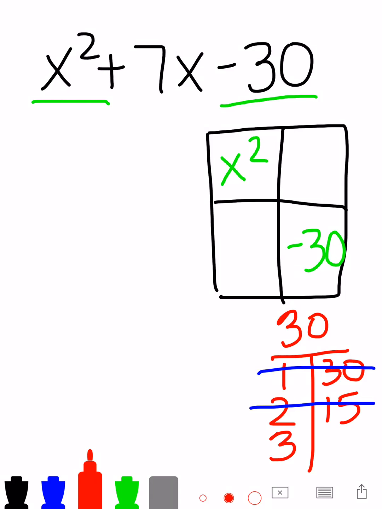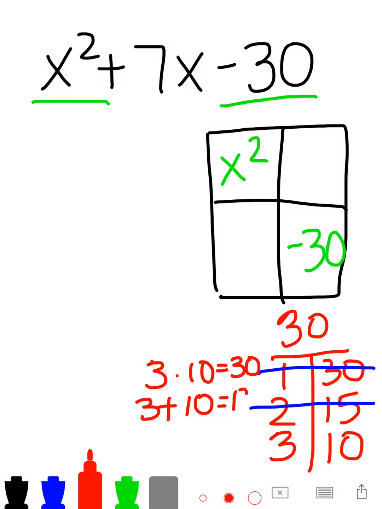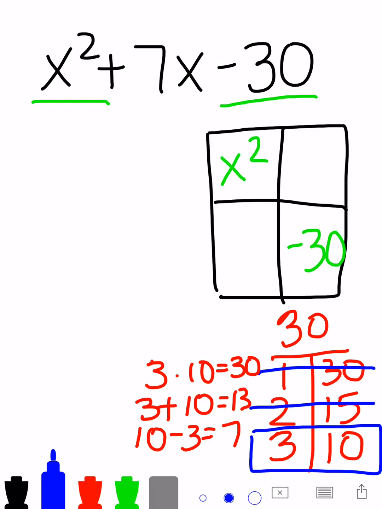What times 3 will give us 30? Well, 10 will. 10 times 3 gives us 30. 3 plus 10 is 13. But 10 minus 3 will give us 7. That equals 7. So that means that our factors must be 3 and 10.